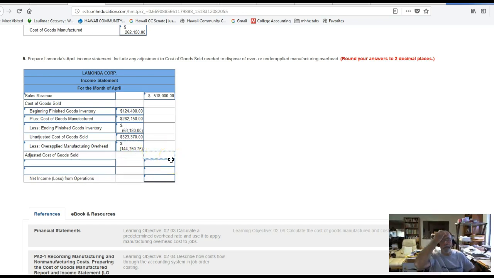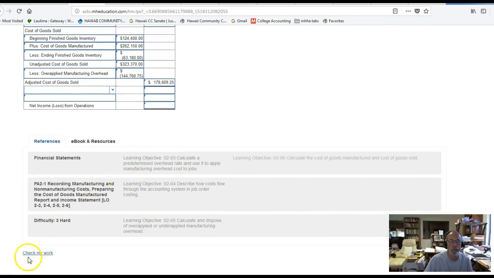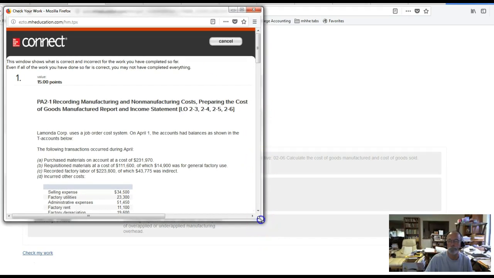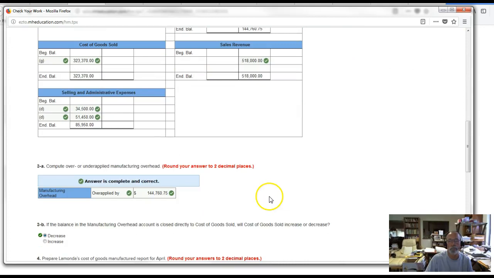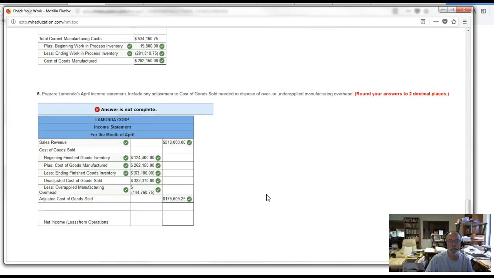And our adjusted cost of goods sold would be 323,370 minus our adjustment for over applied overhead, 144,760.75, or 178,609.25. I think at that point we should do a check my work again, just to be sure we're okay. And I always cross my fingers here, and we're okay.